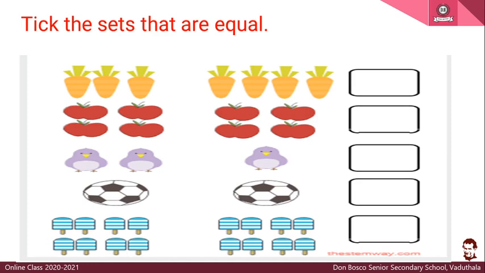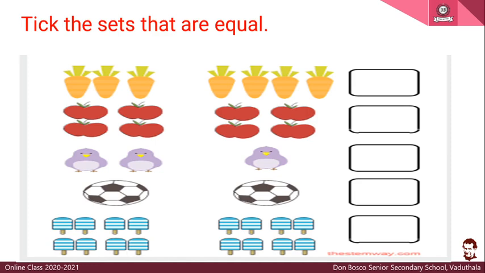No. So, can we tick that one? No, we want to tick the sets that are equal. Is the number of carrots the same? No, so we can't tick. What about the number of apples? Do you like apples? They are very sweet, no? Yes. So, in the first picture you can see 4 apples. And what about the next slide? Yes, that also has 4. So, shall we tick that one?